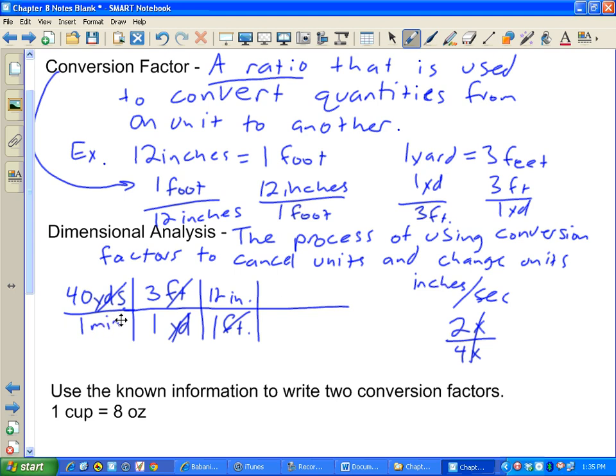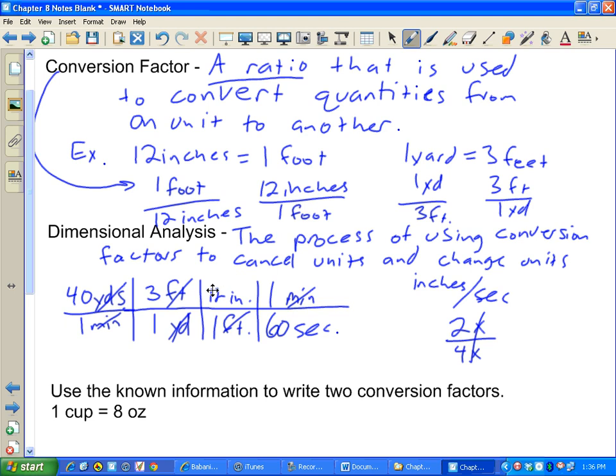Now I need seconds on the bottom, but right now I have minutes on the bottom. So in order to cancel minutes from the bottom, I need to put minutes on top. And what do I know about minutes and how they relate to seconds? 1 minute is 60 seconds. Now minutes cancel because I have 1 on top and bottom. So if I look here, I've got inches left and seconds. That's what I want. So now I'm just going to do the math.